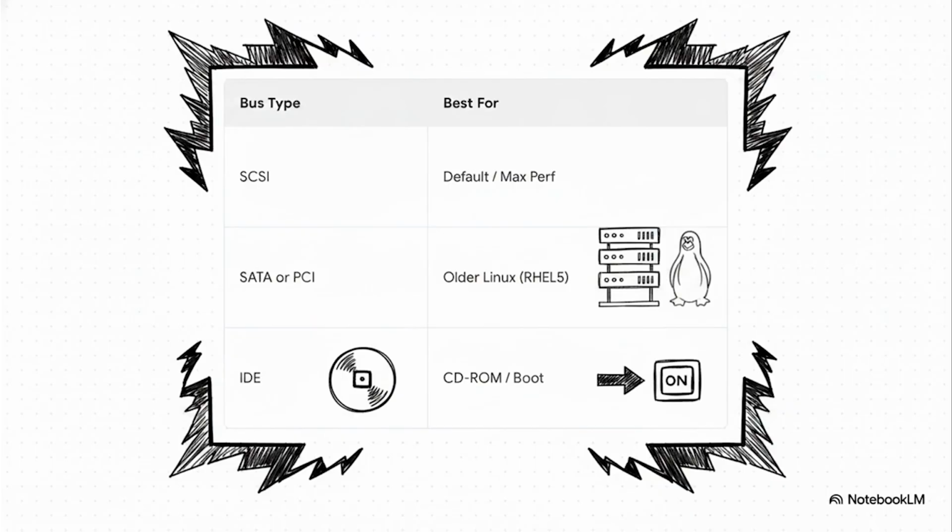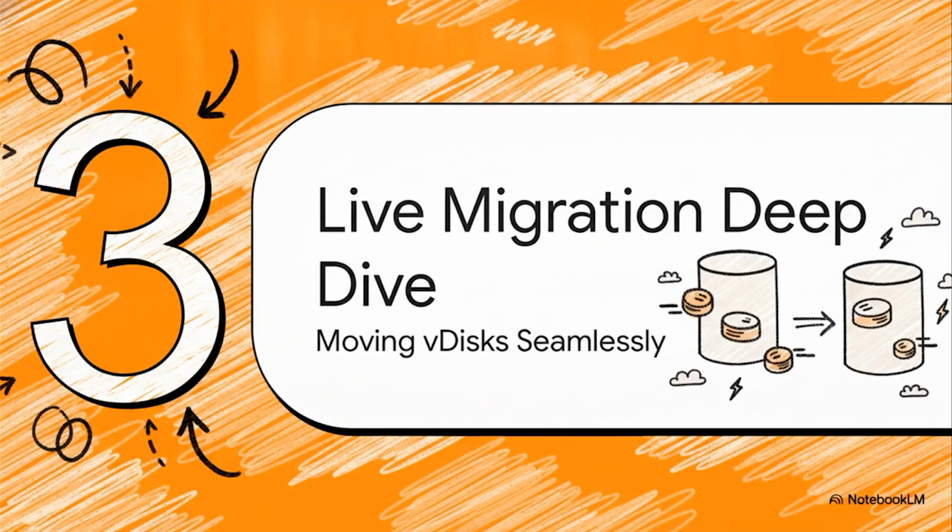So, while SCSI is your gold standard for performance, AHV does support a few other bus types for very specific use cases. For instance, you should use SATA or PCI-based disks when you're dealing with older Linux VMs, think RHEL 5, that just don't include the SCSI paravirtual drivers required by AHV. On the flip side, the IDE disk type should be strictly reserved for CD-ROM tasks. We're talking booting a VM or installing paravirtual drivers from an ISO. The IDE bus inherently has much lower performance, so it should never, ever be used for applications that actually require high storage throughput. Moving on to Section 3, our live migration deep dive.